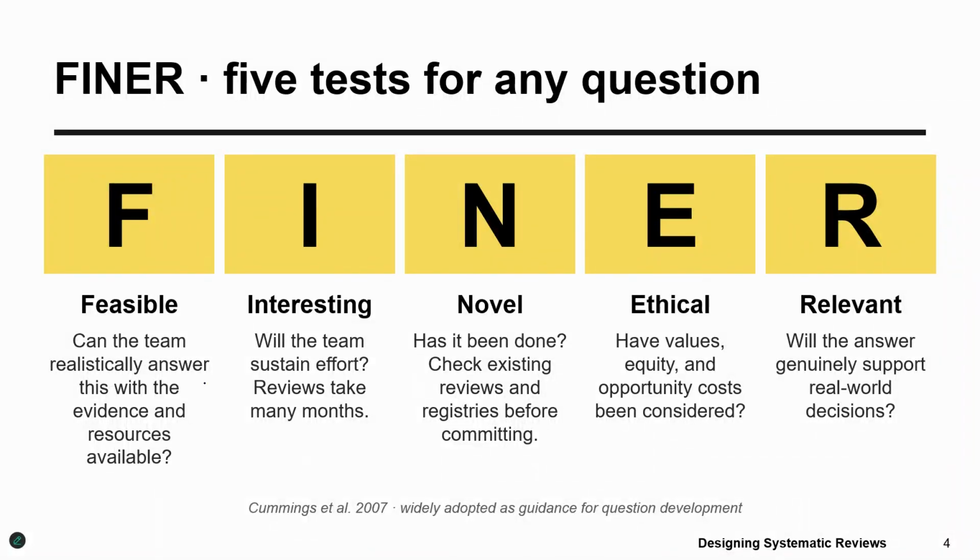FINER. 5 tests. Feasible. Can your team actually do this with the available studies and resources? Interesting. To you. Reviews take many months. If you don't care, you'll burn out at screening. Novel. Check the registries. Don't duplicate work that already exists. Ethical. Including equity, opportunity, cost, and who actually benefits. Relevant. Will the answer change practice or policy? Pro tip. Apply FINER twice. Once when you draft the question and again after the inevitable refinement once you have scoped the literature.